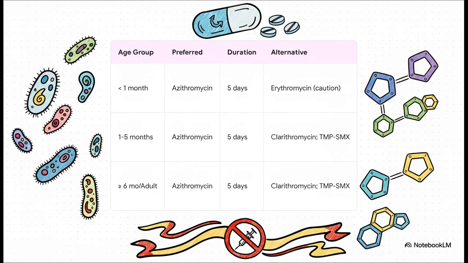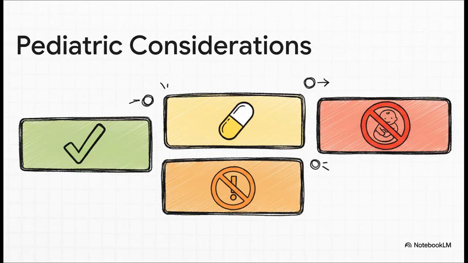And the international guidelines from the CDC, they pretty much echo that macrolide preference. Azithromycin is the go-to drug for almost all age groups, usually for a 5-day course. You'll see trimethoprim-sulfamethoxazole listed as a key alternative, which is really important for patients who have macrolide allergies or can't tolerate them. Now, when it comes to kids, there are some absolutely critical points to keep in mind.